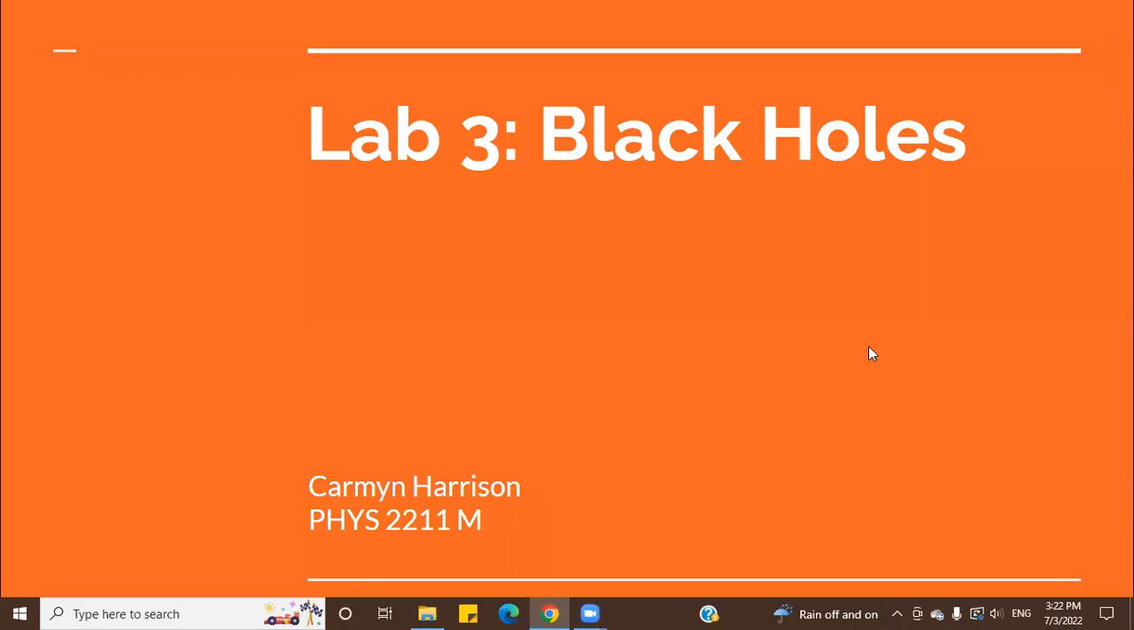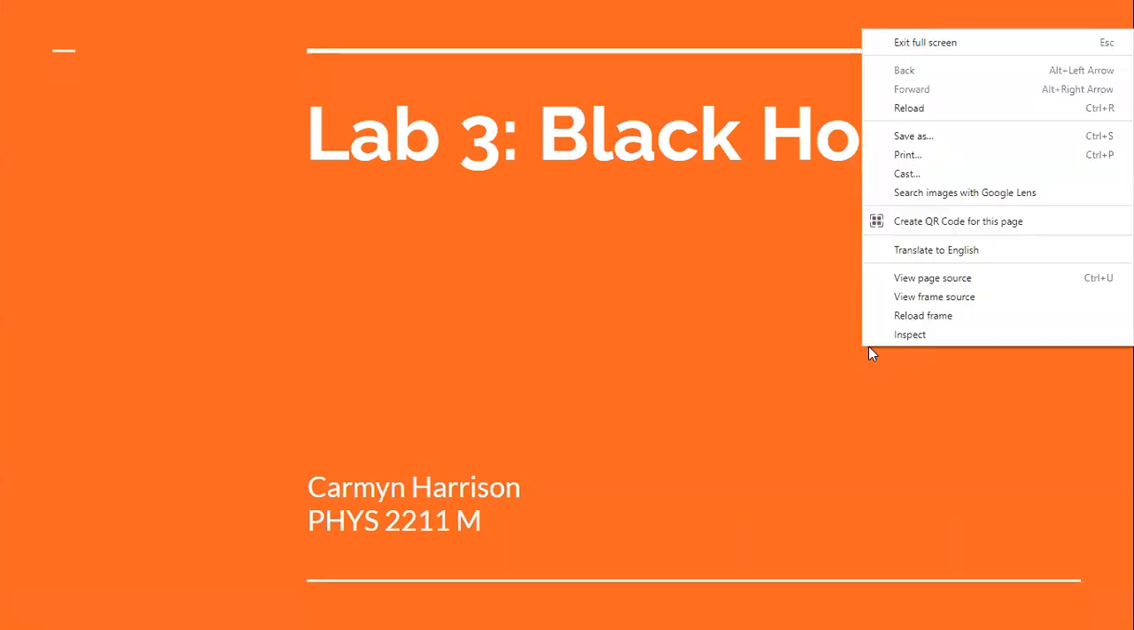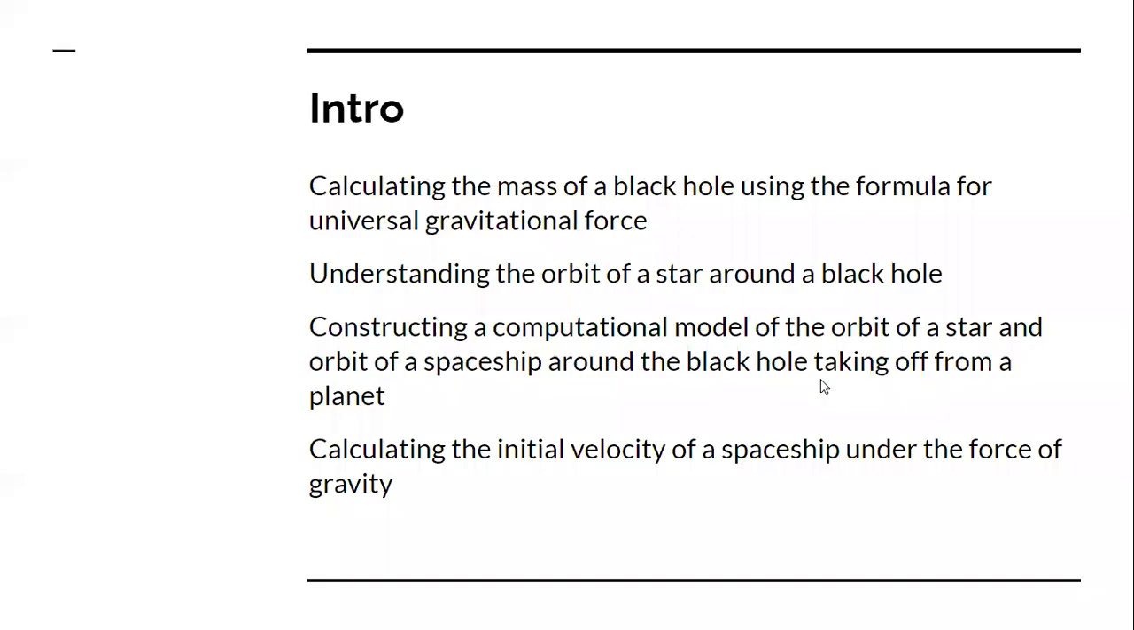Lab 3 is about black holes. We wanted to calculate the mass of the black hole that's given to us and also calculate the initial velocity that a spaceship needs to take off under the force of gravity. So we needed to construct two different computational models, one representing the trajectory of a star around the black hole and the trajectory of a spaceship around the black hole that takes off from the planet.